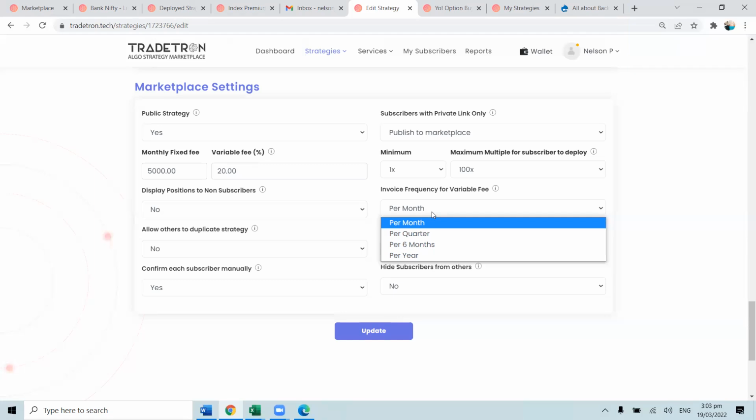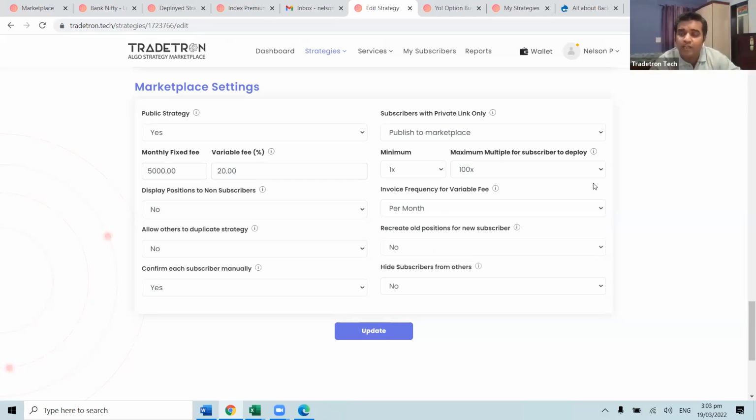Suppose someone has subscribed to one strategy, and before generation of the invoice, that person has unsubscribed. In that case, what will happen? No, that invoice will still be generated. Anytime a user deploys your strategy live in their account, they might be able to unsubscribe the strategy, but they will not be able to delete the data. So that invoice will automatically be generated.